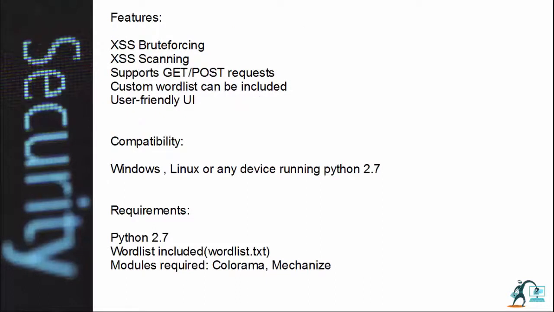Features: XSS brute forcing, XSS scanning, supports GET and POST requests, custom word list can be included, user-friendly interface, compatibility with Windows, Linux or any device running Python 2.7. Requirements: Python 2.7, word list included, modules required: Colorama, Mechanize.